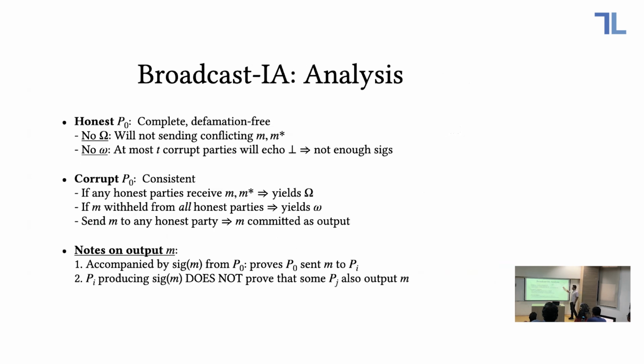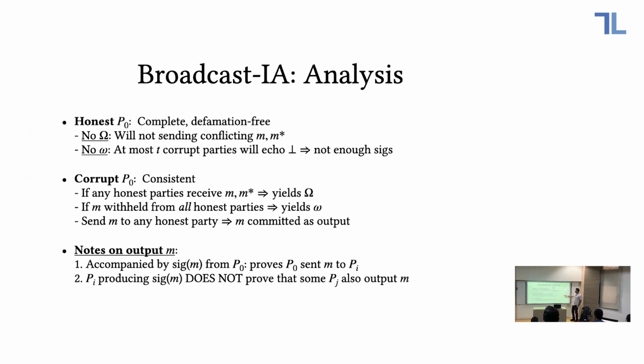So why does this work? First I claim that it's defamation free. In the event that P0 is honest, it's not going to induce a certificate of cheating because it'll never sign conflicting messages. It's not going to induce a certificate of non-responsiveness because if there are T corrupt parties, you need T+1 signatures on I received nothing to assemble this certificate, omega. Because there are only T corrupt parties, nobody is going to be able to assemble a certificate saying that this person is offline. All corrupt parties are going to be at least 1 signature short of assembling this kind of certificate.